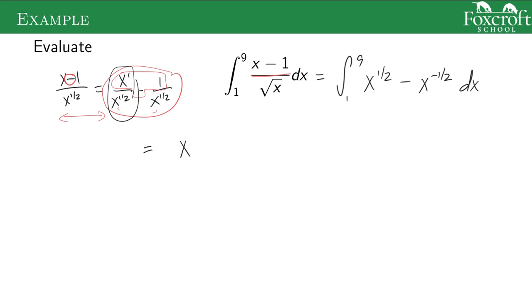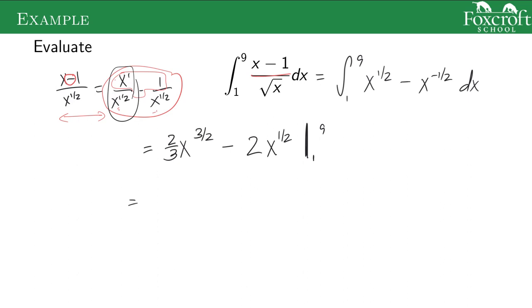I add 1 to the exponent, so 1/2 plus 1 is 3/2. And I divide by the new exponent, 3/2. Dividing by that turns into 2/3. Then for the second term, I add 1 to the exponent. Negative 1/2 plus 1 is 1/2. And I divide by the new exponent, that's 2. Now I want to evaluate that from 1 to 9.